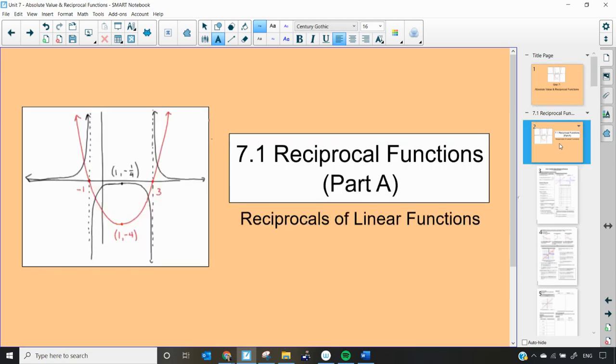So for our first topic today, we're going to be looking at reciprocal functions. Now, this is actually a two-part lesson. The first day, we're going to look at reciprocals of linear functions. And then in our second video, for day 2, we're going to be looking at the reciprocals of quadratic functions. All right, so let's jump right into it.